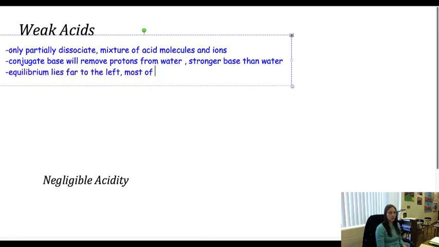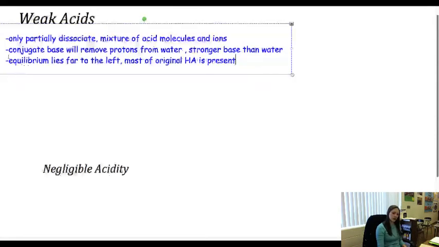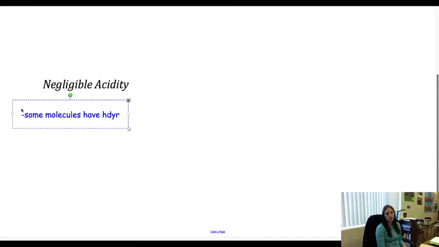Most of the original HA, the A being any acid, is present. Most of it, but not all. If something has negligible acidity, meaning it's not really an acid at all, some molecules have hydrogens, but they're not an acid.